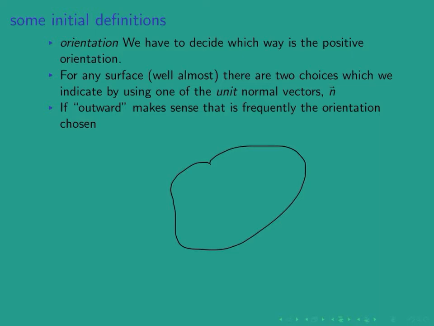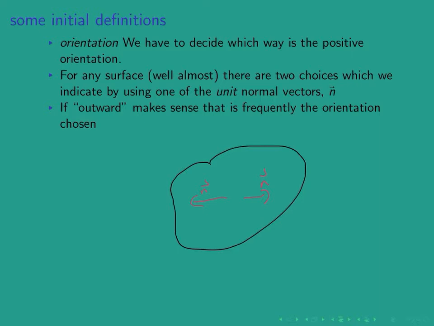The first thing to do is think about a surface that's in 3-space, and the surface could point in 2 directions. This surface could point to the right, or it could point to the left. Initially I just have to decide which way is going to be the orientation. I'm always going to do that by picking one of the unit normal vectors that's normal to the surface, and do this in a consistent way.